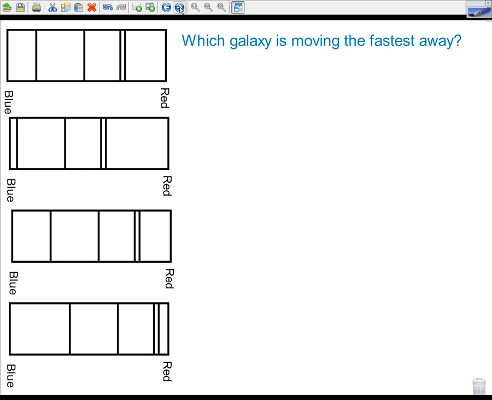Which galaxy is moving the fastest away?